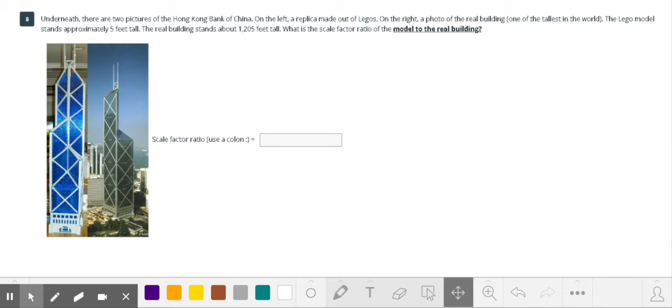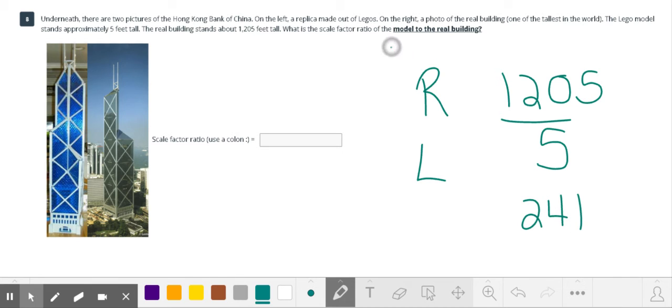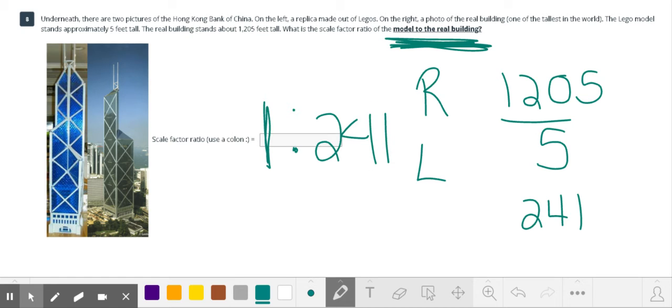Okay, so we've got two buildings here. There's two pictures of the Hong Kong Bank. One is the real one and one is the Lego. So again, we've got the real and we've got the Lego. What is the scale factor ratio of the model to the real building? Well, they tell us that the real building is 1205 and that the Lego is 5. So we're going to reduce that and we should get 241. Okay, but notice that they ask for the ratio for the model to the building. So 1 in the model is equal to 241 in the real.